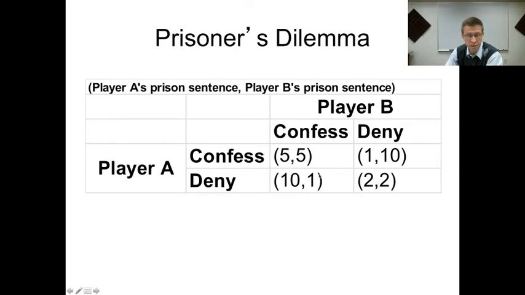It's the exact opposite in the bottom right quadrant. Here it's where player B is confessing, so player B gets the 1-year sentence, but for testifying against player A, who now gets a 10-year prison sentence. So this is the way the payoff matrix for this particular game should look.